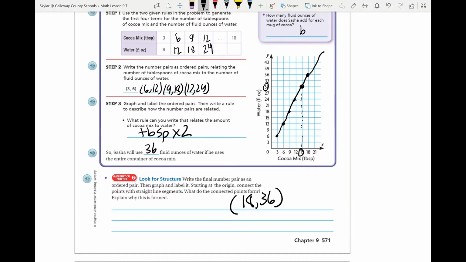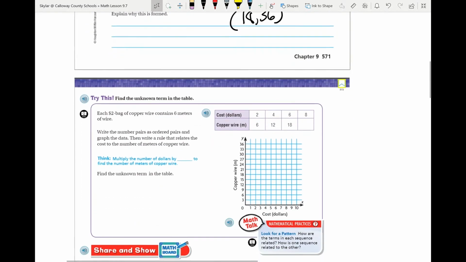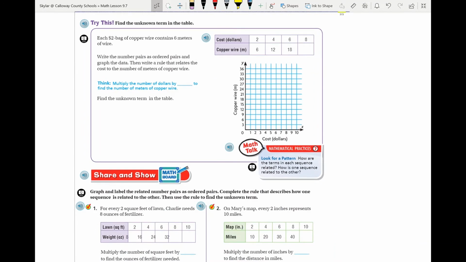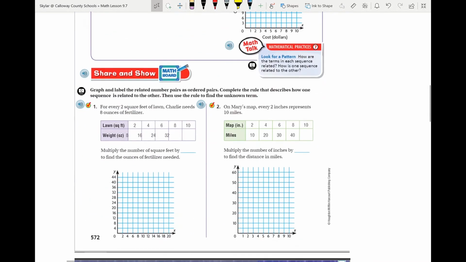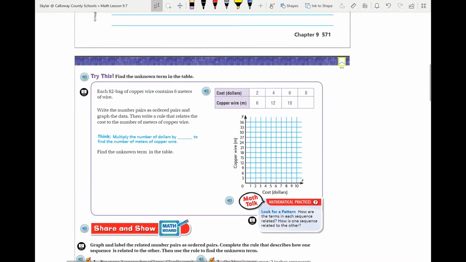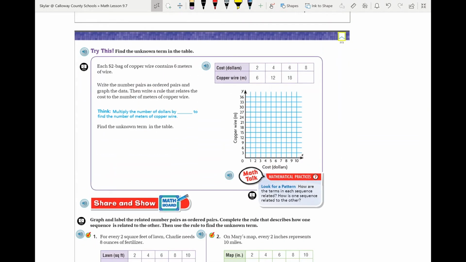And then it forms straight lines because it's a constant pattern. So, let's keep on doing this. It's actually probably easier than the last few lessons you've been dealing with. I'll do a couple more with you all, and then I will toss you out on your own for those down there. So, let's actually do this one together.